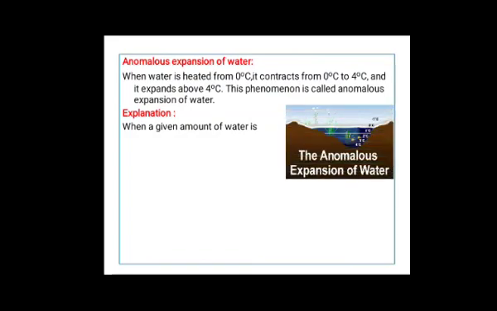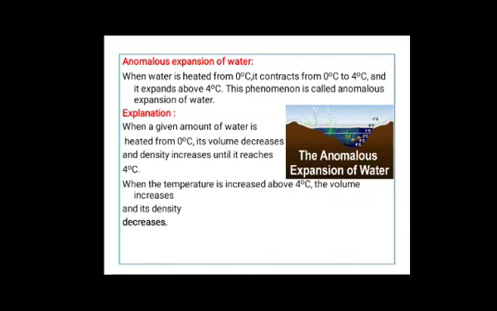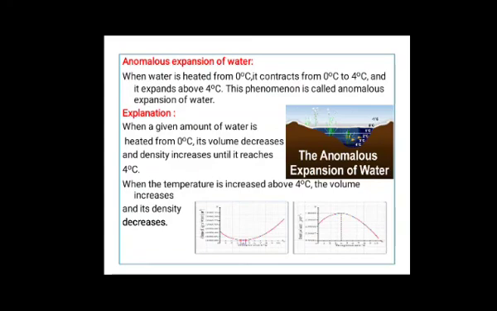This you can see here. If you observe this one, here ice is created, down again water is there. So this is anomalous behavior of water, or anomalous expansion of water, you can say. When a given amount of water is heated from 0 degree centigrade, its volume decreases. When volume decreases, density increases, but it is up to 4 degree. When temperature is increased above 4 degree, again the volume increases, density decreases. You can show it with the help of a graph also.